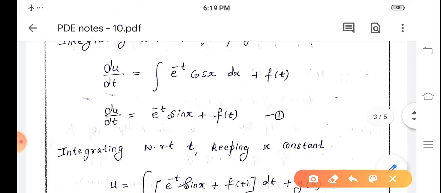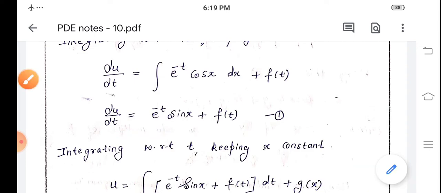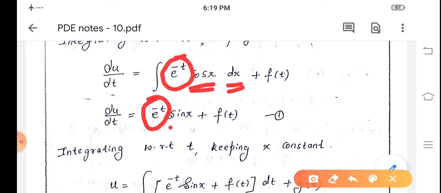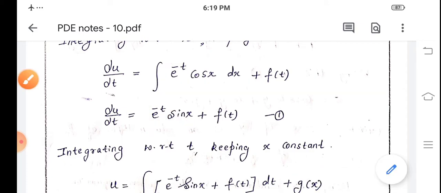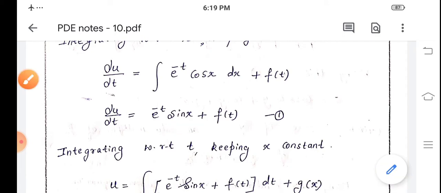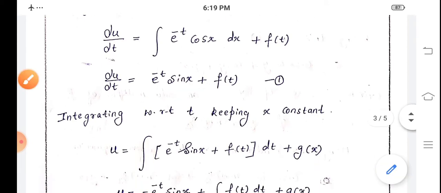Now we obtain ∂u/∂t as the integration of this with respect to x. With respect to x, e^(-t) is constant, into the integration of cos x with respect to x, which is sin x. So it is e^(-t) sin x + f(t). That is equation number 1.